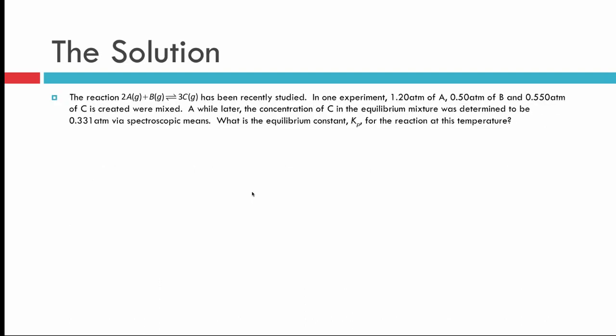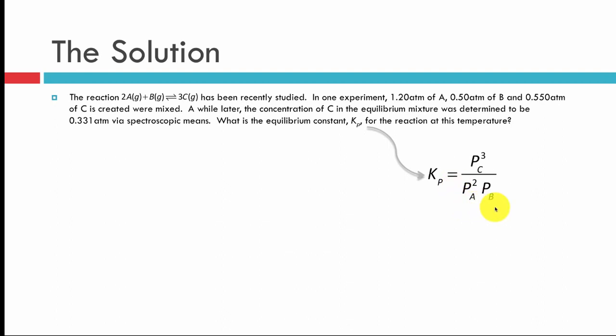So the way to start off is to recall that we're being asked to find this Kp, and that p is very important. That little p means that we are studying something in terms of its partial pressures, not concentrations. It's your job to know that that p means pressures, all right?